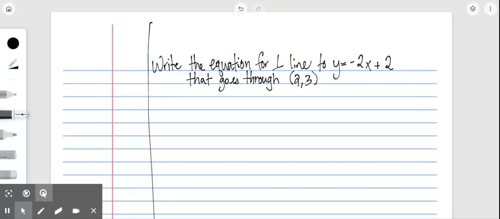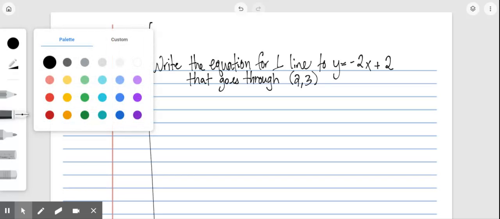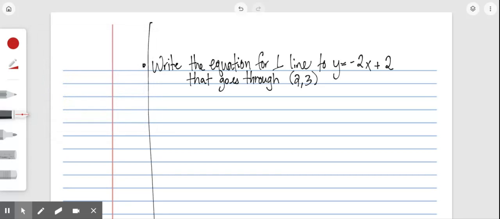All right, so the deal for perpendicular lines is just the same as it is for parallel lines. We're going to solve the same way. The only difference is that, if we recall from yesterday's videos, the slopes of perpendicular lines are opposite reciprocals. Okay, they're not the same anymore. They're opposite reciprocals.